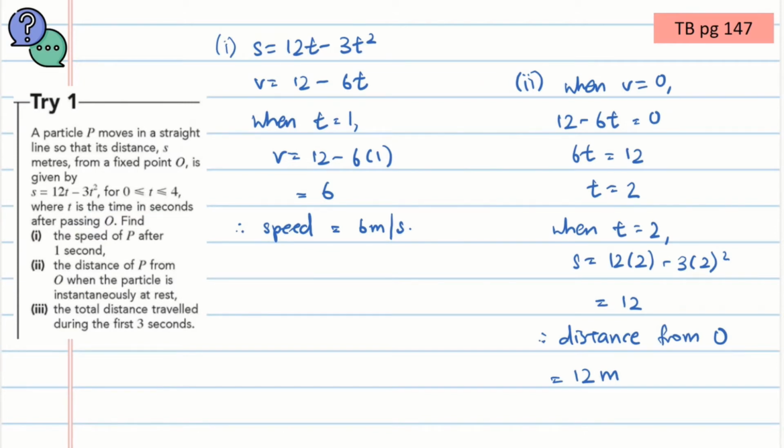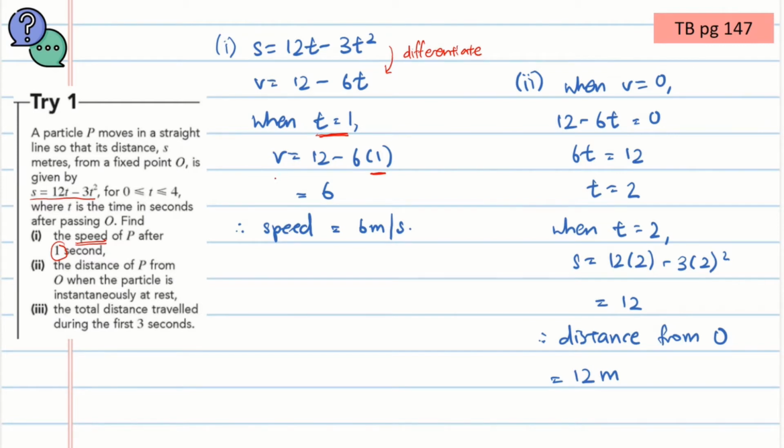So in the question part I, since we want to find speed and we are given the displacement function, we first do our differentiation. Okay, so differentiate with respect to t. 12t minus 3t squared, we will get 12 minus 6t. And since we're looking at after 1 second, that means that t is equals to 1. So we substitute in t equals to 1 into the velocity function, and that is 6. So therefore, the speed is 6 meters per second.